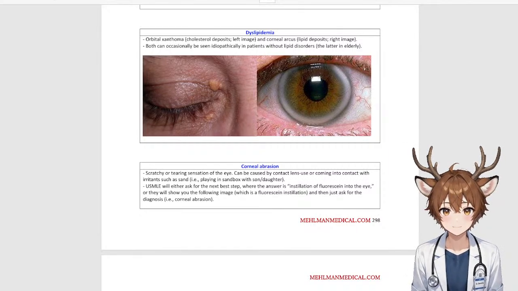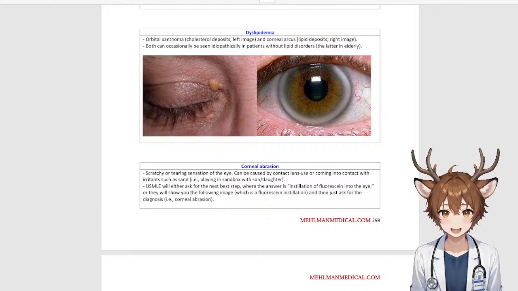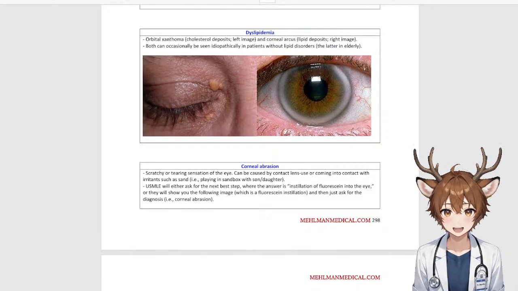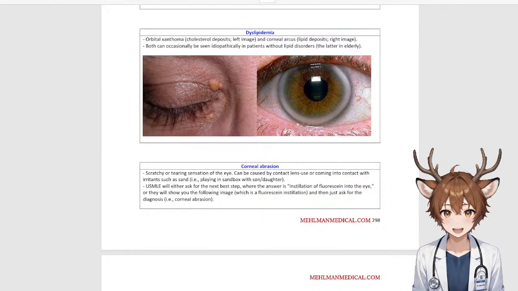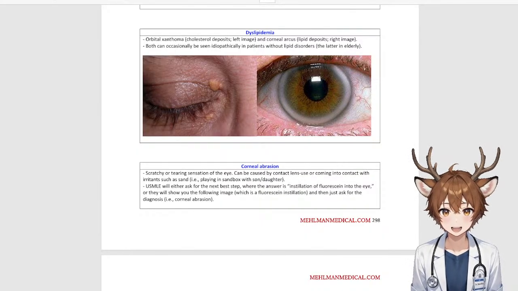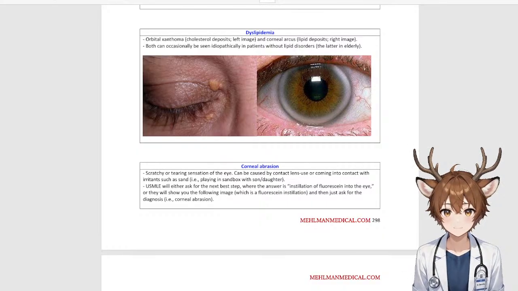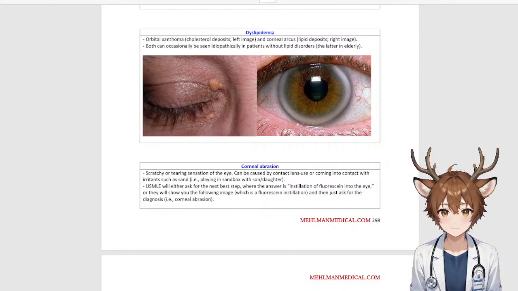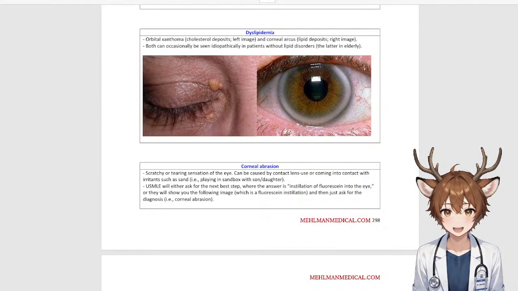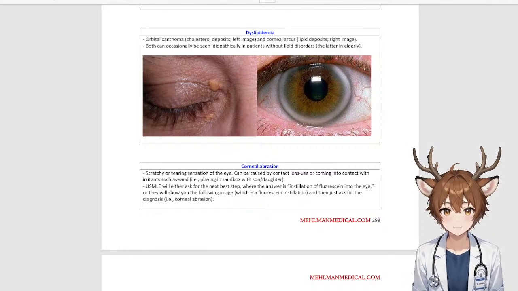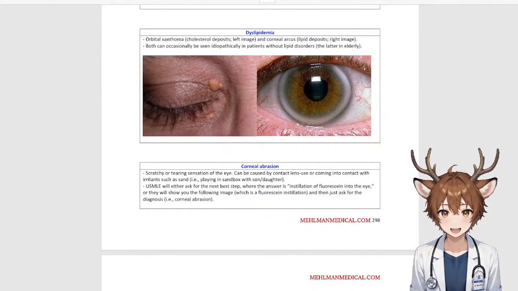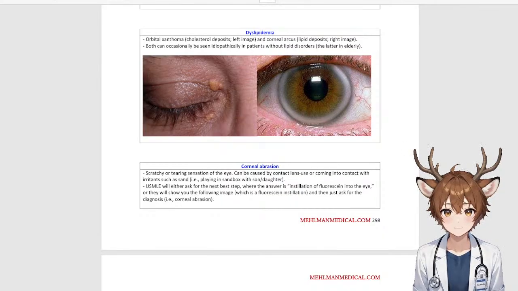Dyslipidemia. Orbital xanthoma, cholesterol deposits, left image, and corneal arcus, lipid deposits, right image. Both can occasionally be seen idiopathically in patients without lipid disorders, the latter in elderly. So they're saying the latter in elderly for probably corneal arcus. Says here, corneal arcus, lipid deposits, right image. Oh, interesting.